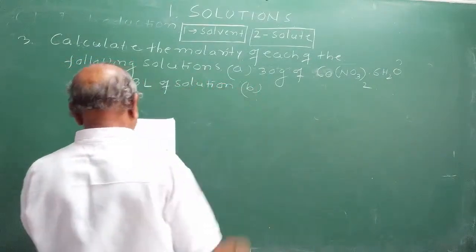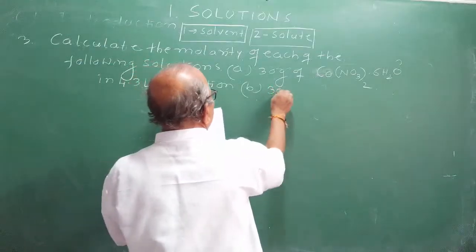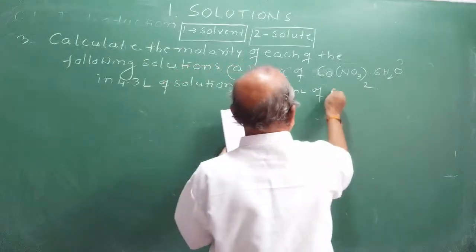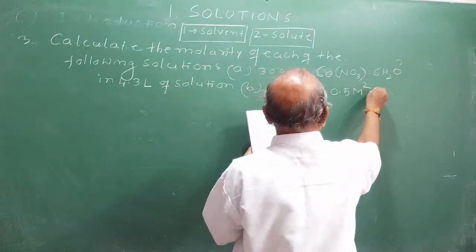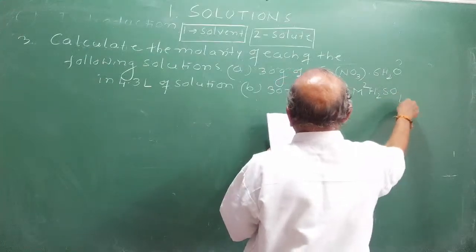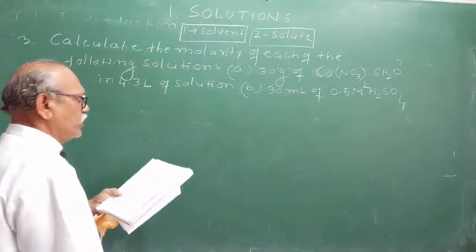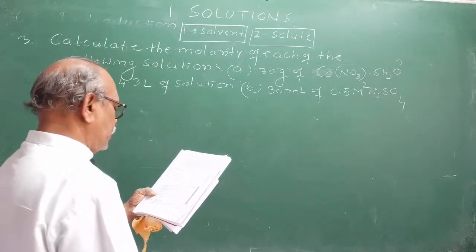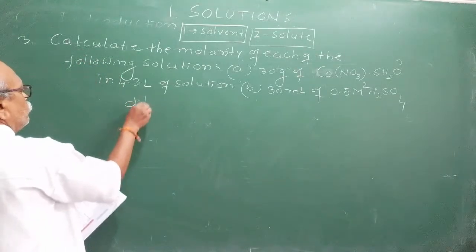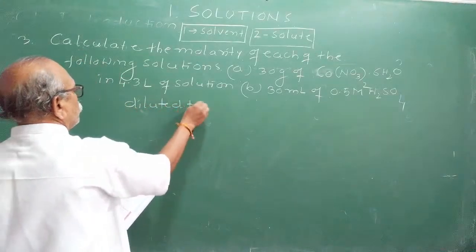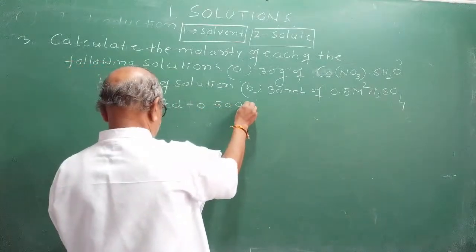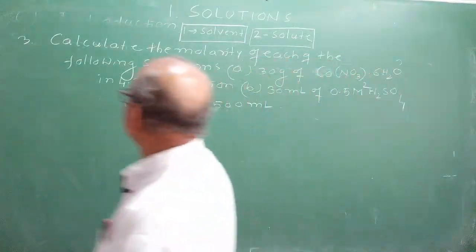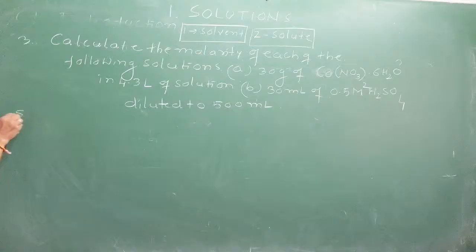B, in this I am solving text questions. 30 ml of 0.5 molar H2SO4. You have to calculate the molarity. 30 ml of 0.5 M H2SO4 diluted to 500 ml. Okay, no problem. Look at here. Study the problem correctly. Calculate the molarity. First of all, we will see one by one.